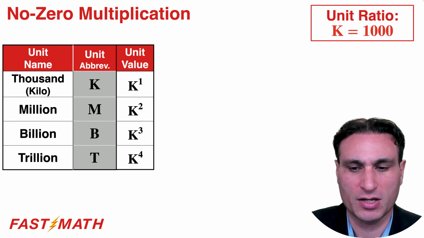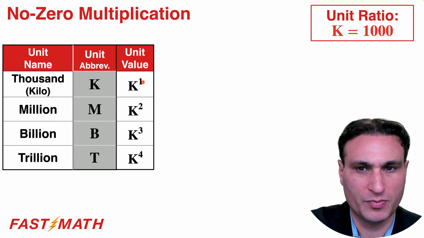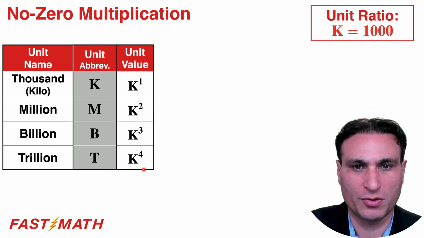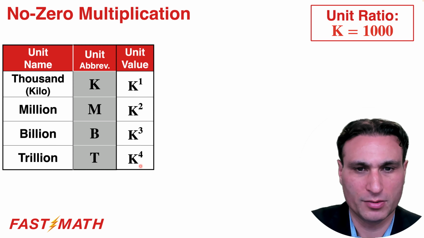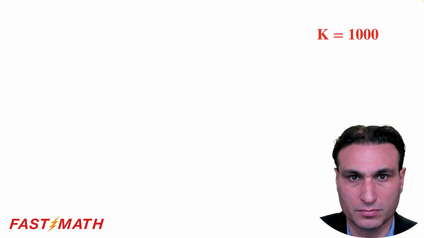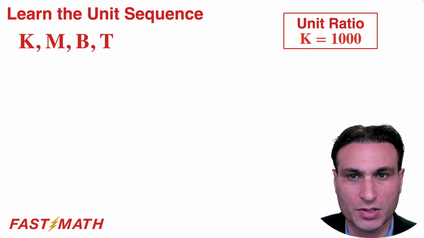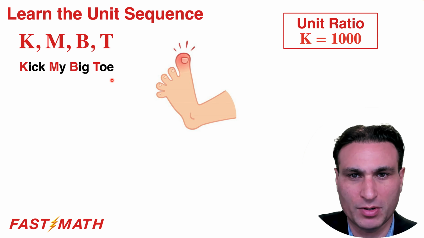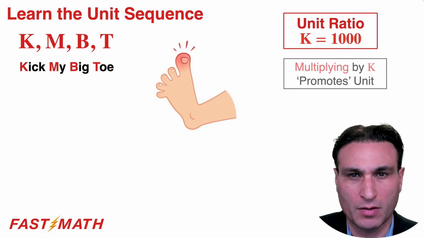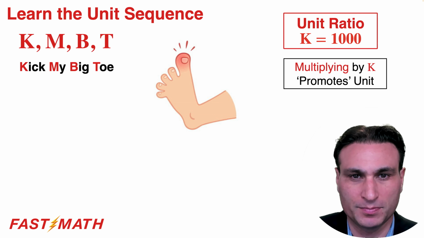And with the definition that k equals 1,000, all the other facts can be derived from this information here. So look at this table as long as you need to so that the pattern's in sync. The exponent starts at 1 and just increases by 1 with each larger unit value, going from 1 to 4. To learn no-zero multiplication, I recommend learning the unit sequence, KMBT, using the mnemonic "kick my big toe," and multiplying a unit by 1,000 just promotes the unit to the next larger unit.